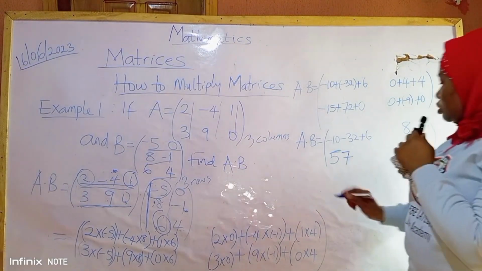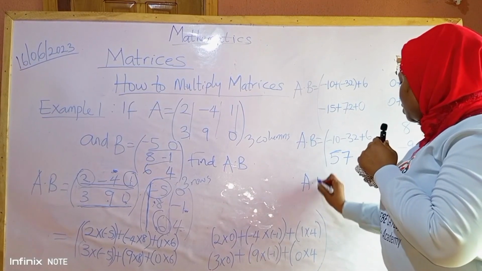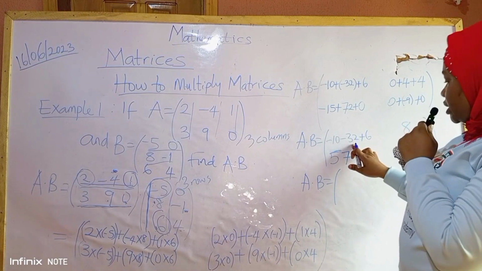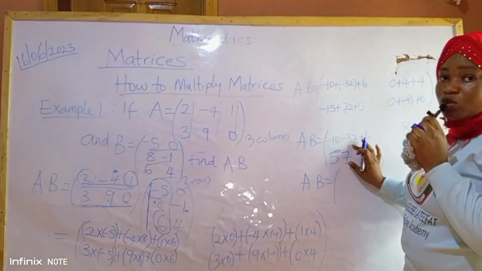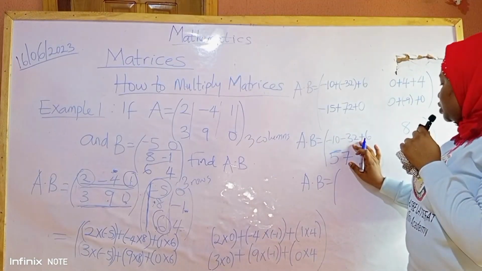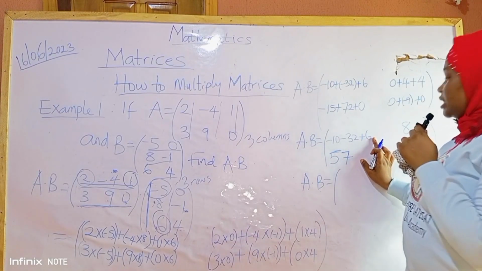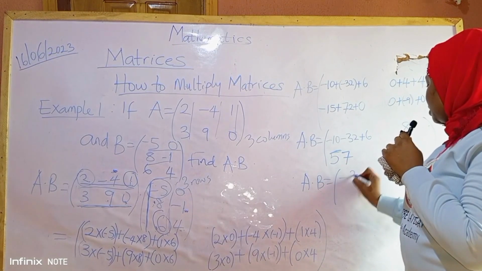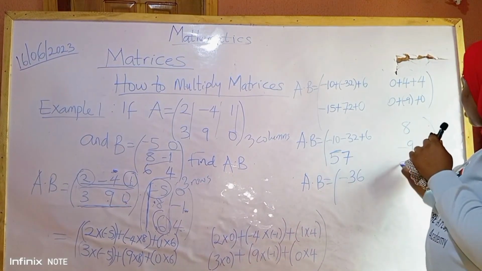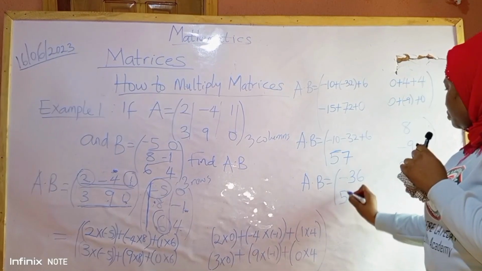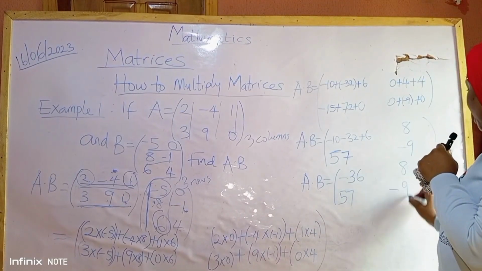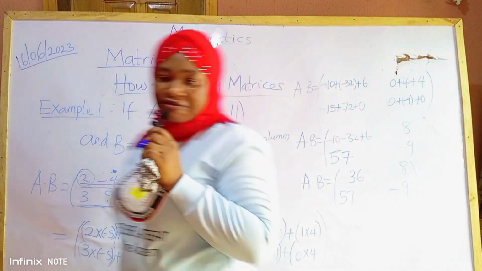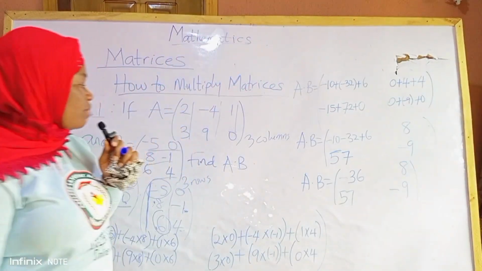So let's perform this one. The first one. Minus 10 minus 32. That is minus 42. Minus 42 plus 6. That is minus 36. Minus 36. So let's write all those ones. Minus 9. So that is how to perform multiplication of matrices.